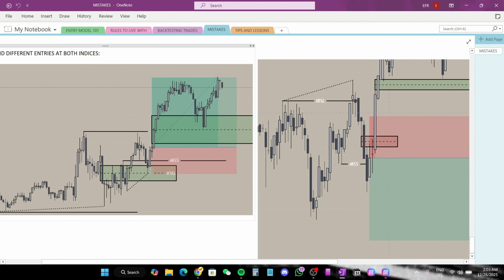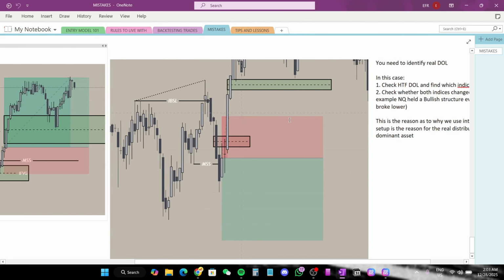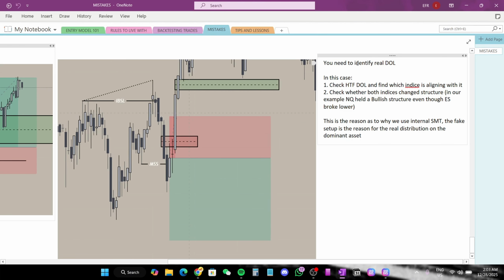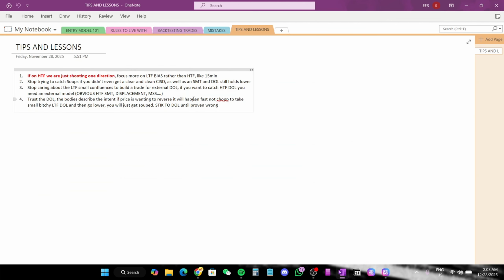So as an entry, you can already use, because this is an SMT, you have your inverse fair value gap. This is a turtle soup entry right here. This is a turtle soup. So we swept this short-term low right here, inverse fair value gap. You check it right there like I did. You put your stops on the last swing low, and you target whatever you want to target. Right. So this was the first lesson, as I did here. So you need to identify the real draw on liquidity, right? You guys can pause the video and just watch it, right?